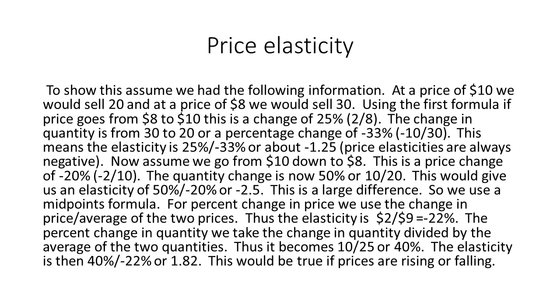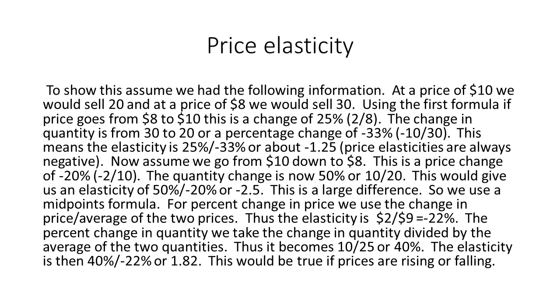So here I'm going to assume we have the following information. At a price of $10, we would sell 20, and at a price of $8, we would sell 30. Okay, standard demand curve or demand schedule. Using the first formula, if price goes from $8 to $10, this is a change of 25%. In other words, price has gone up by $2 from 8 to 10, and starting with our original price of $8, then 2 over 8 becomes our percent change in price.